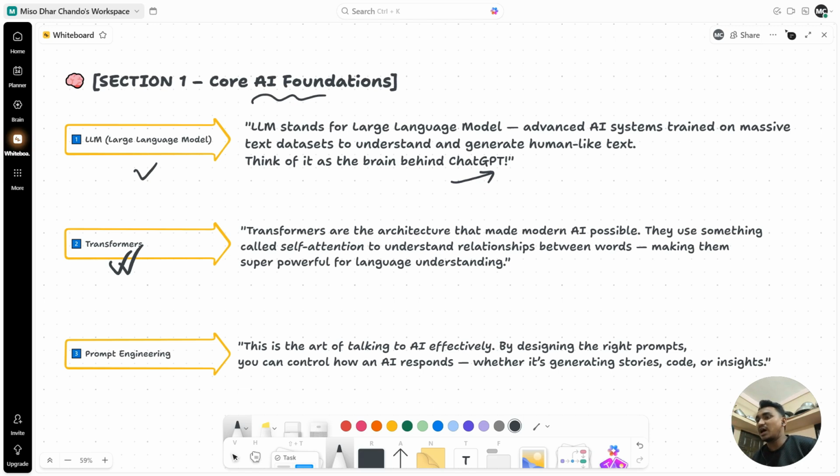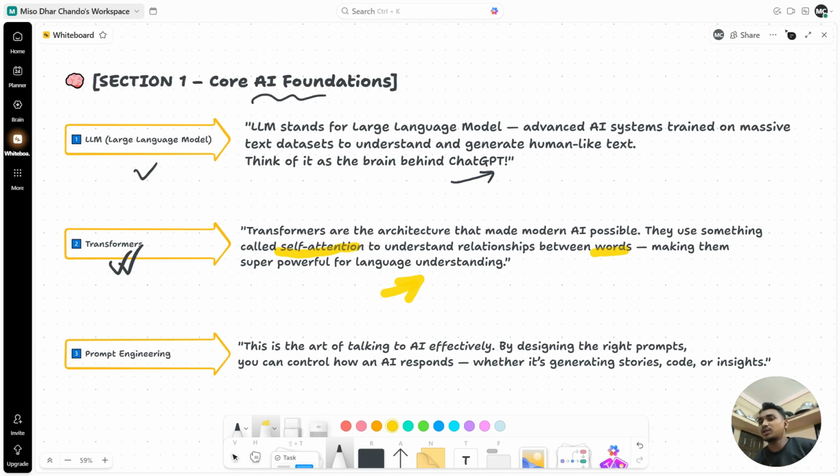Transformers are the architecture that made modern AI possible. They use something called self-attention. The most important thing, self-attention, is to understand the relationship between words, making them super powerful for language understanding, so that the machine can understand language, because a machine only thinks in numerical data. The transformer has the attention mechanism, which helps it understand different languages, because the transformer was actually made for language translation.